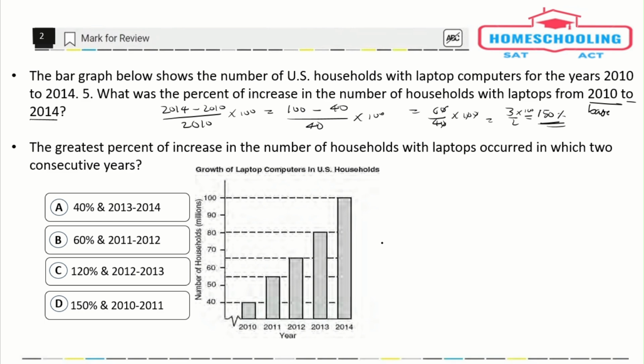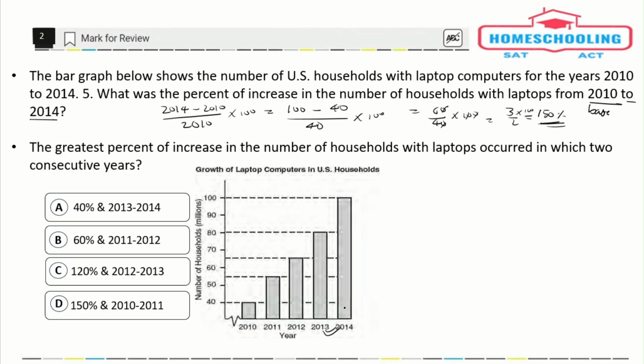So we have to find in which 2 years there is the highest percentage of increase in laptops. If we go through the diagram, we can see between 2010 and 11 there was an increase of 15 million, and between 2011 and 12 there was an increase of 10 million. Between 2012 and 13 there was an increase of 15, because 80 minus 65 is 15. And between 2013 and 14 there was an increase of 20 million. So a lot of students would answer that the highest increase was between 2013 and 14, but this is a wrong approach.